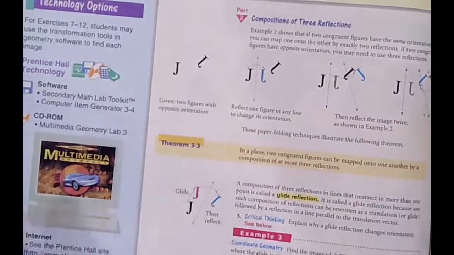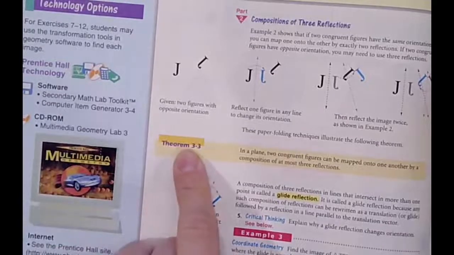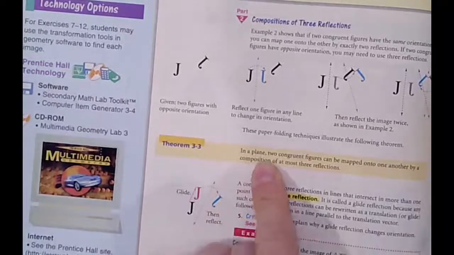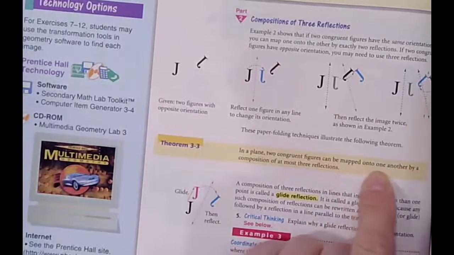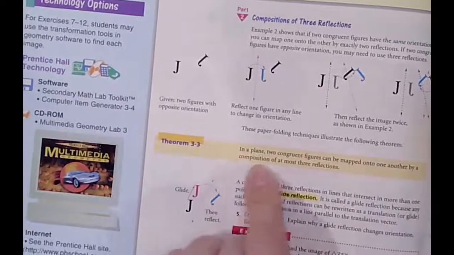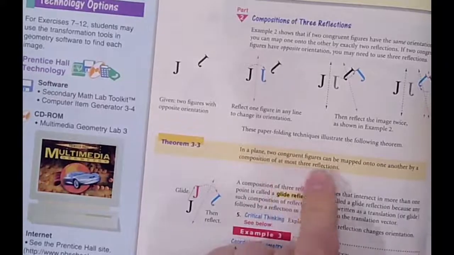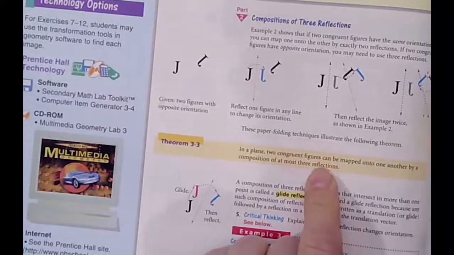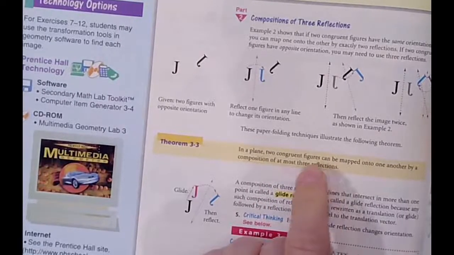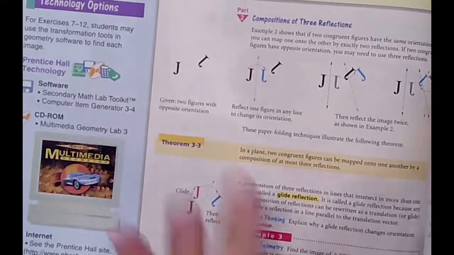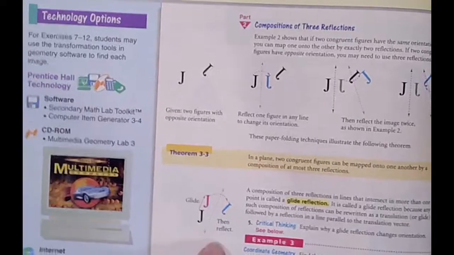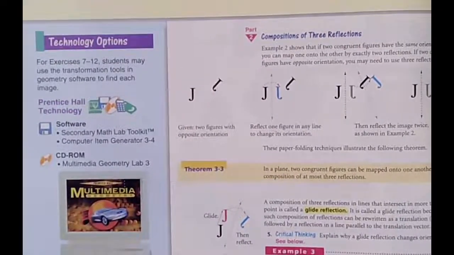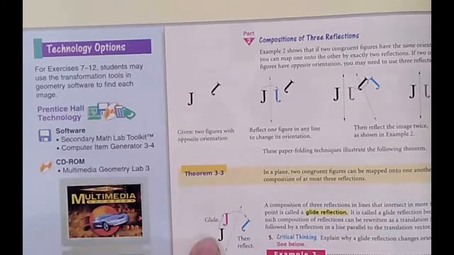But I do want you to at least be familiar with Theorem 3.3. In a plane, 2 congruent figures can be mapped onto one another by a composition of at most 3 reflections. And to me, that seems to say we can't go over 3. So at most 3. But what you all are going to have to do is much simpler, and it is basically this. If you look in your book, kind of look down under 3.3.